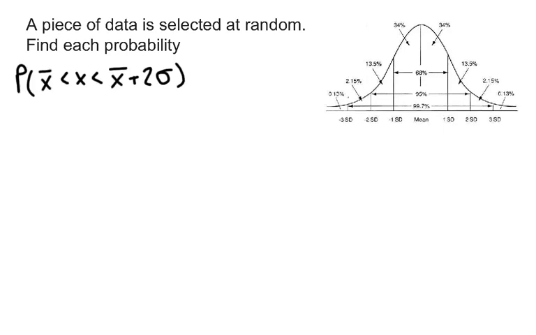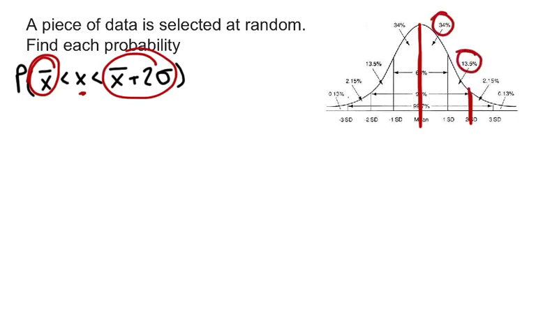Find each probability. And when we look at this, what this is saying is the probability that X, our data set, is between X bar and X bar plus 2 sigma. All right. Basically, what's the probability that our data point is going to be between the mean and 2 standard deviations above the mean? We'll take a look over at our chart. Here's our mean, and here's 2 standard deviations above the mean. Well, there's 34% right here and 13.5% right there. That means that this probability is just going to be 34 plus 13.5. When we add those together, you get 47.5% probability.